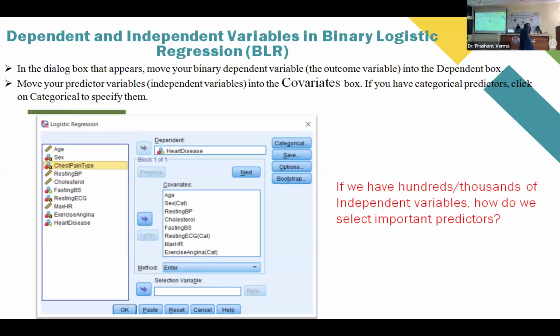In linear regression, we were restricted to continuous variables. Here we can use categorical variables as well. One thing is written here: if we have hundreds or thousands of independent variables, how do we select the important predictors?